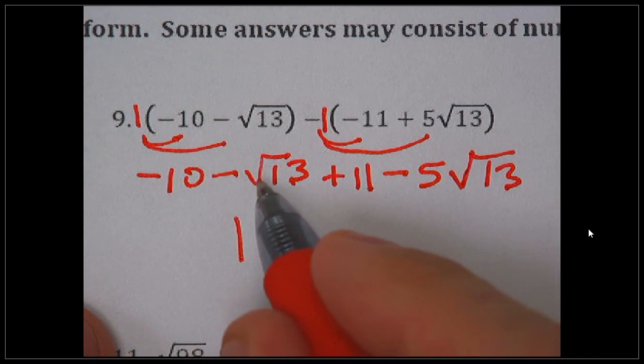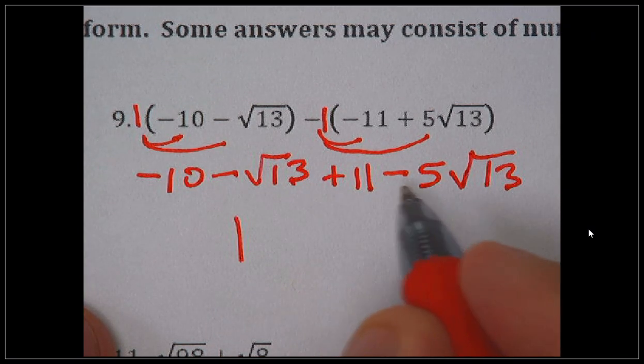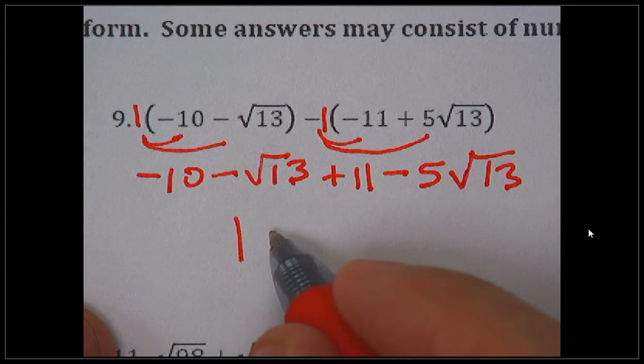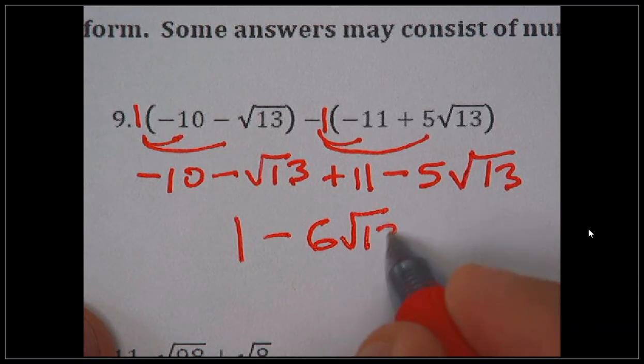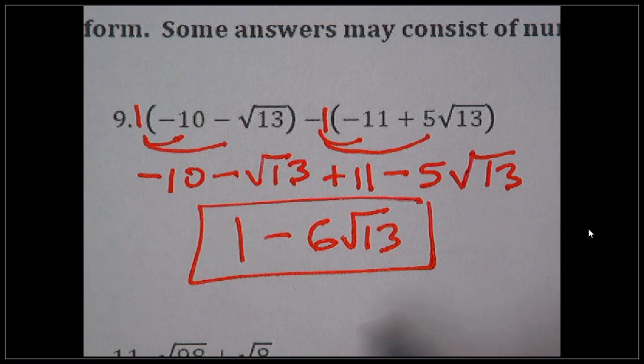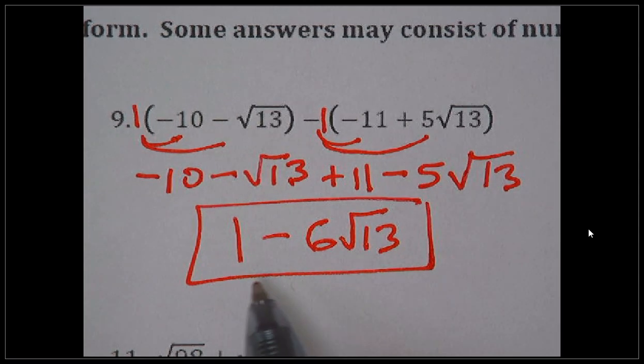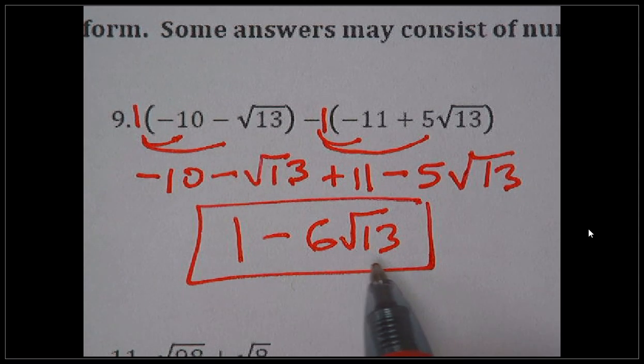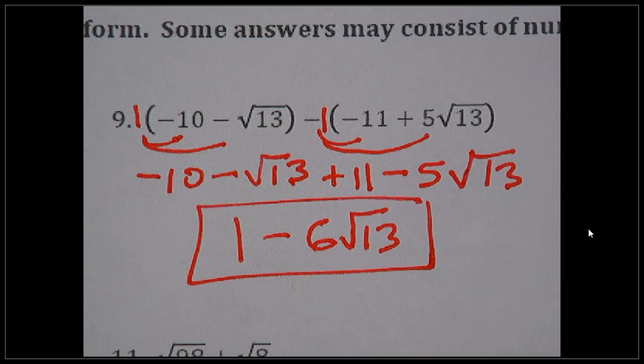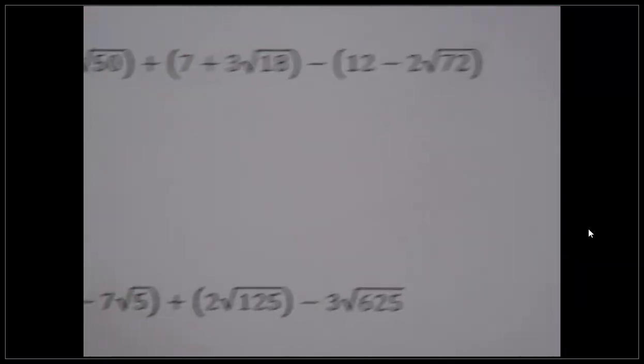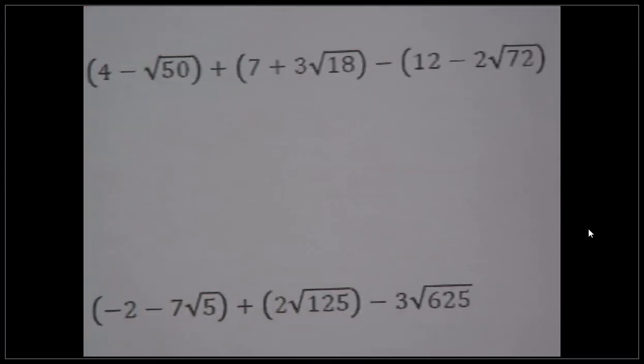And negative 1 of these square roots of 13 minus 5 of these square roots of 13 gives me negative 6 of these square roots of 13. So negative 1 minus 6 times the square root of 13 becomes my second answer. So I'm going to be doing one more problem. This problem is a little bit larger.